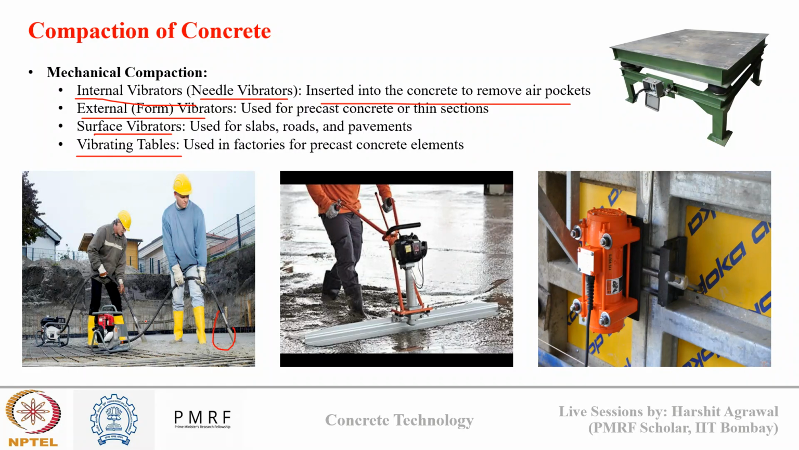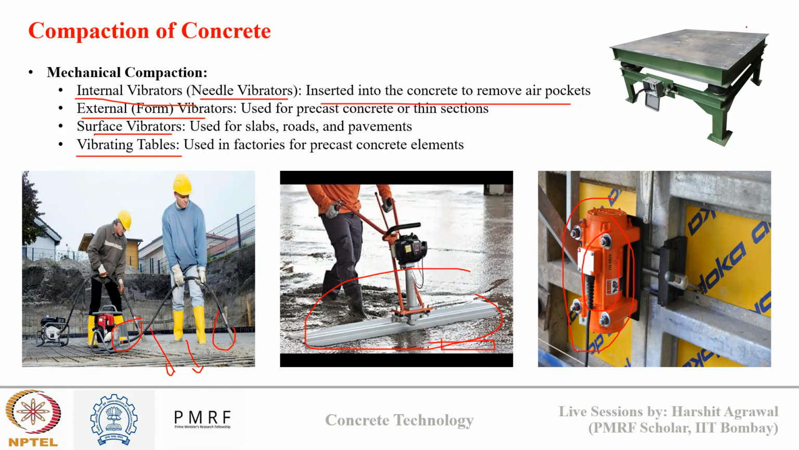Like you can see here, these are vibrators. They are placed inside the concrete and then vibrations are provided to remove any air voids or air pockets. Then external vibrators, which are form vibrators, you can see here. Such vibrators are attached to the formwork and the forms are vibrated to expel the air voids out from inside the form. Then there is the surface vibrator, like this, which is used for slabs, roads and pavements, where vibration is provided on the surface. Since the depth of the concreting element is small, a surface vibrator will work well in such a case.